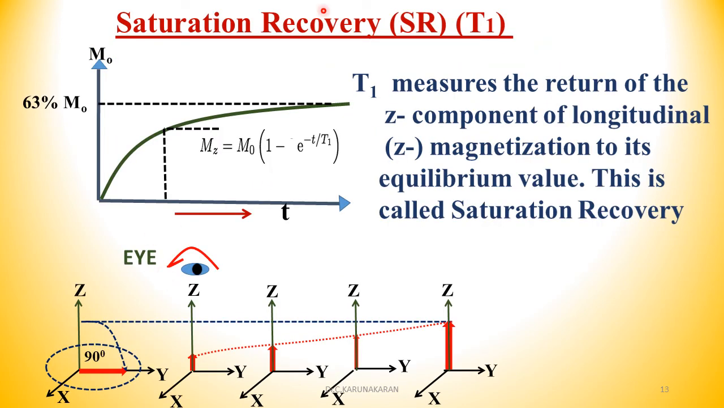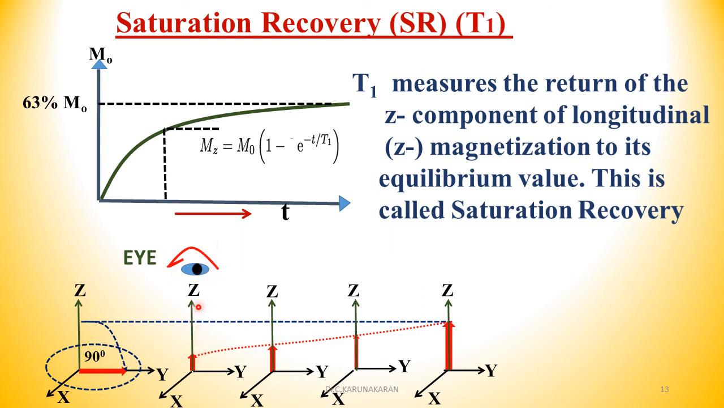Now we'll see how T1 is measured. The spin-lattice relaxation time, also called the longitudinal relaxation time, is measured using saturation recovery. It is very simple. What is saturation recovery? On applying a 90-degree pulse, the net magnetization is flipped to the y axis. In saturation recovery, we look along the z axis.